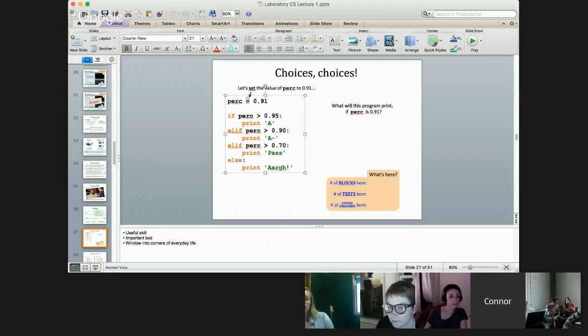You guys thinking that it's going to print A minus. What's going to happen is we're going to go through here. If perk is greater than 0.95, colon, which says do this, print A. If it's not this, it goes to the next statement. This elif stands for else if. So if perk is greater than 0.9, print A minus. If that wasn't true, we drop down to elif perk is greater than 0.7, print pass. And if none of those are true, we finally go down to the else statement, which prints R.